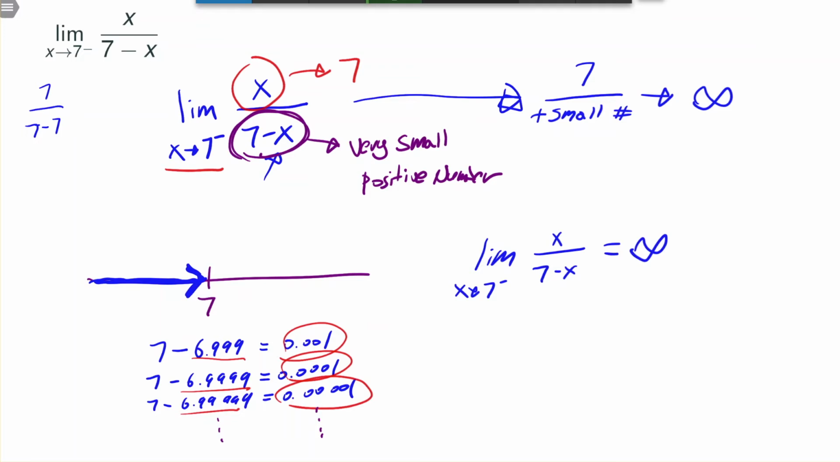So for these cases, when we have a non-zero numerator but 0 on the denominator, which is undefined when we plug it in, then we have to do more analysis to figure out what the limit is.